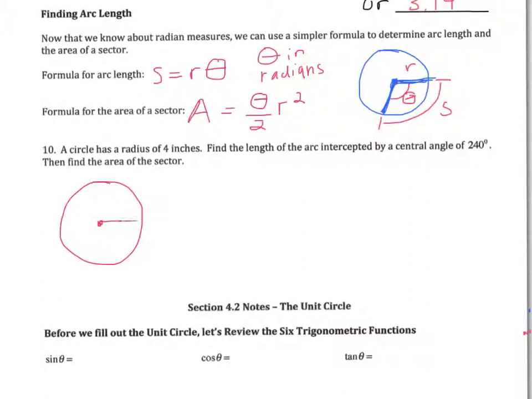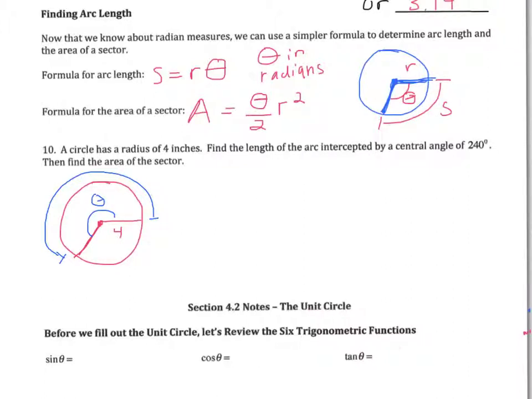So let's draw a radius of 4 inches, and 240 degrees is definitely more than 180, but not all the way down to 270, so maybe about right here. We'll put the end of our sector right there. So we're going to have a pretty big arc length. It goes all the way around, and my theta goes all the way around like that. So a big central angle.